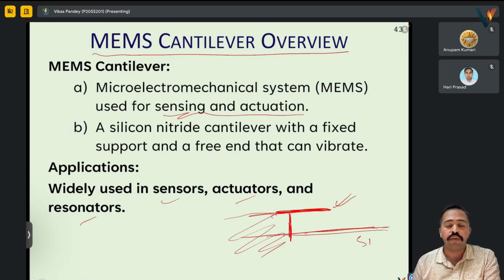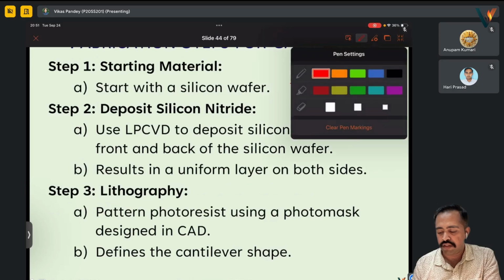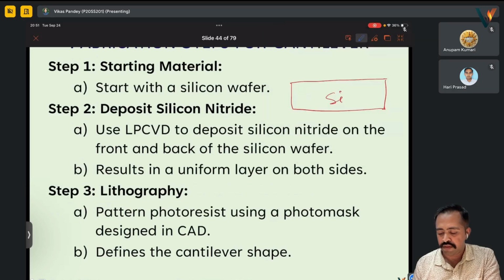So how is it made? We start with a silicon wafer, deposit silicon nitride over it. Let me use a different color. So we deposit silicon nitride over it.